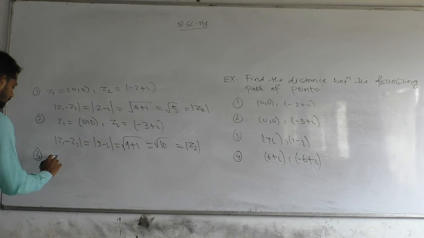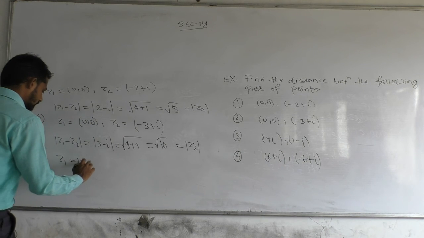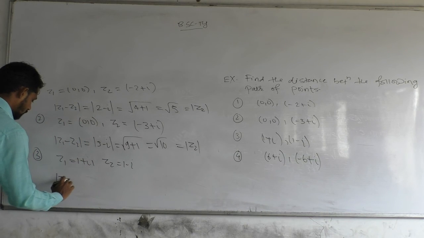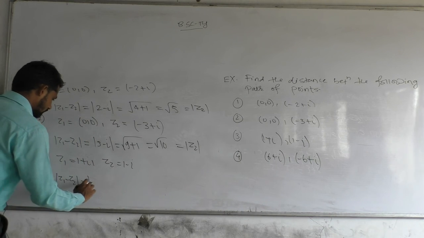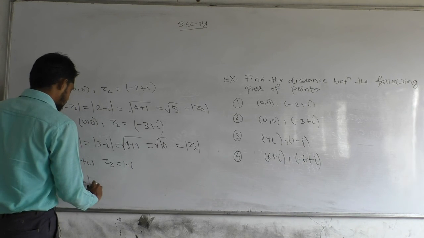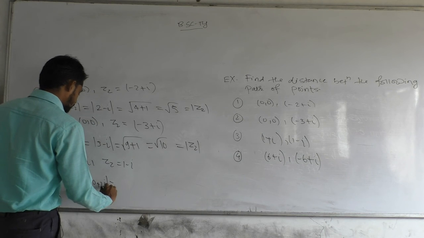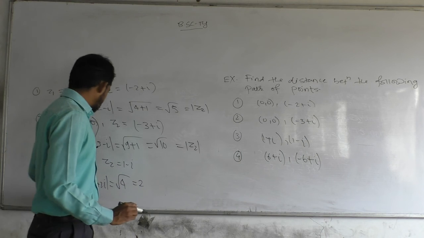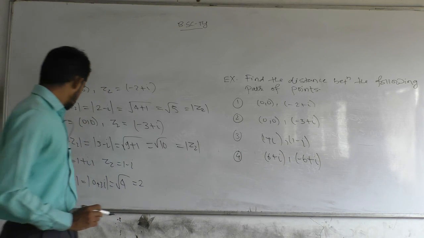So third, 1 plus I, 1 minus I. Z1 is equal to 1 plus I, z2 is equal to 1 minus I. Then mod of z1 minus z2 is equal to 1 minus 1, that is 0, and I minus minus I, that is 2I, which is equal to square root of 4, equal to 2. Therefore the distance between these 2 points is 2.